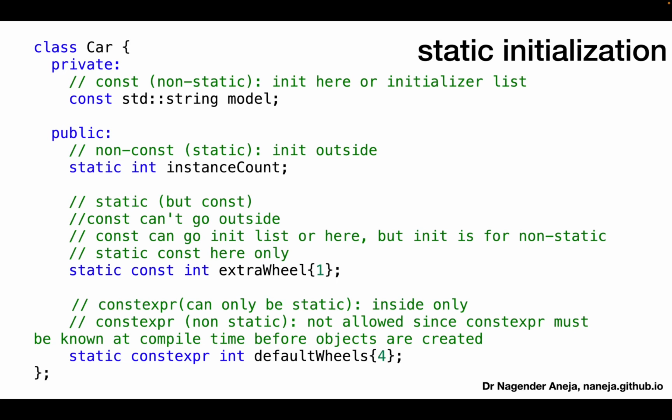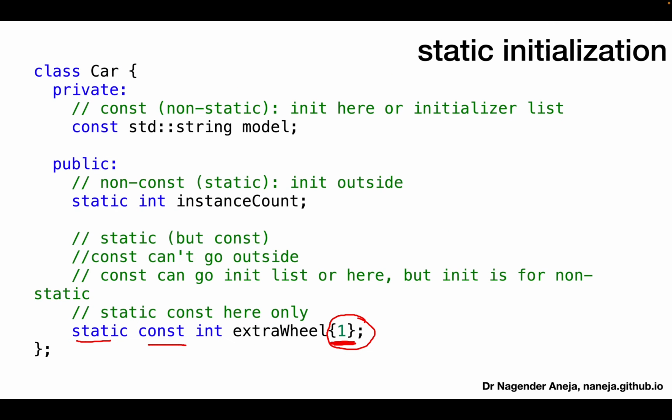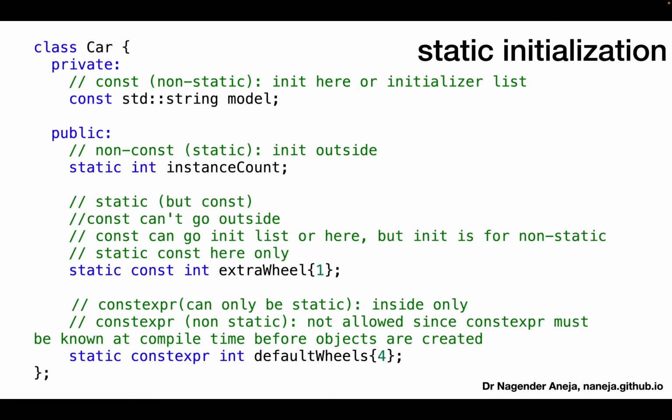Okay, next, we now have a model which is a constant. Being constant means we can initialize it in the initializer list, which is best, or here. If it's an instance count that is static, then it will go outside. Extra wheel is static and also constant, and we need to give the value here, that the extra wheel is 1.